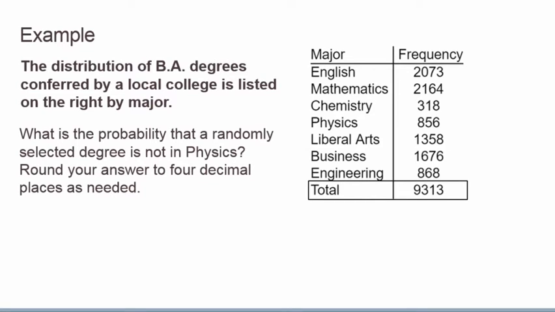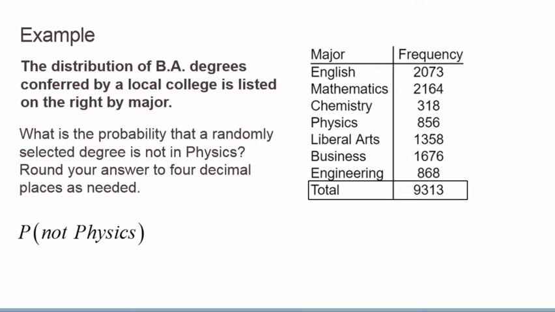Continuing with this example of BA degrees conferred by a local college, what is the probability that a randomly selected degree is not in physics? Round your answer to 4 decimal places as needed. Our setup, P(not physics).